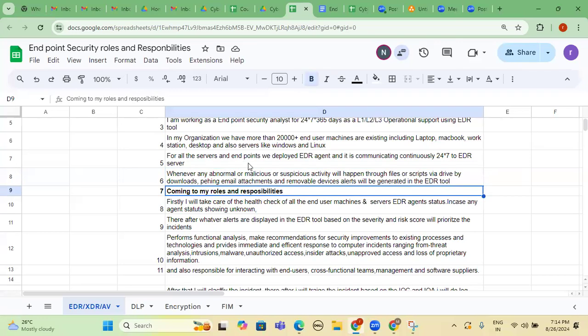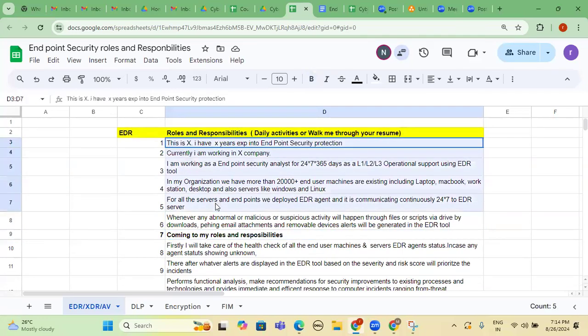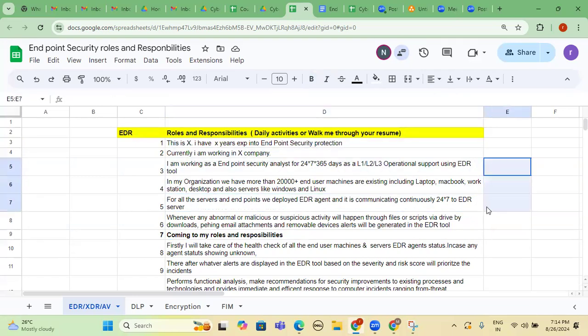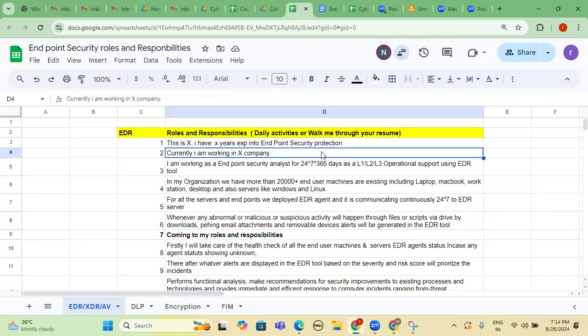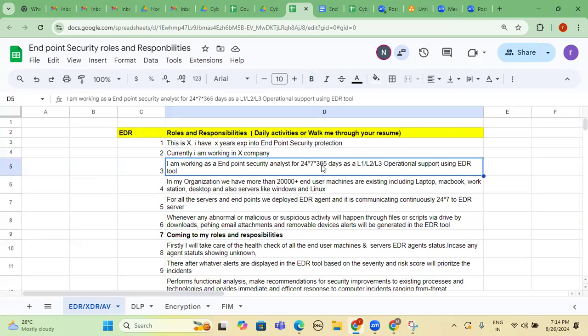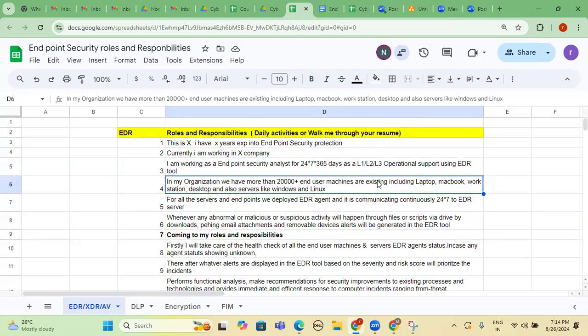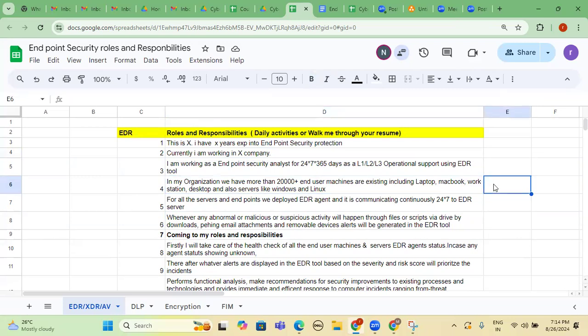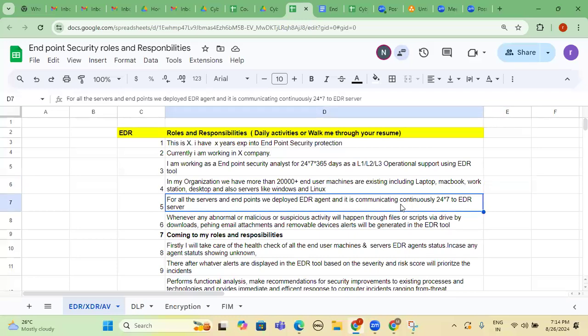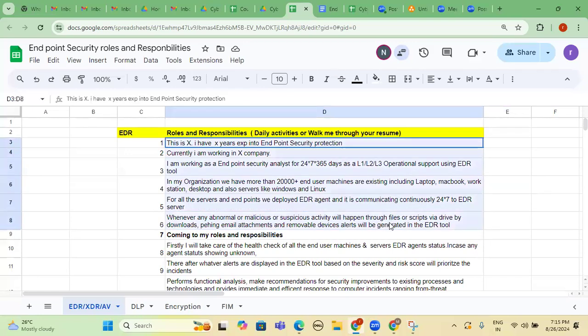These are all the implementation side: your basic experience and also your environment, how many endpoints there are and how you deployed the EDR tool. I'm providing the implementation based on these 3-4 sentences: your name, your experience, your company, and whether you are L1, L2 or L3. Similarly, what client you are supporting, how many endpoints there are, the flavors of operating systems or servers, and how you deployed or implemented the EDR tool. So this is all about the introduction part.